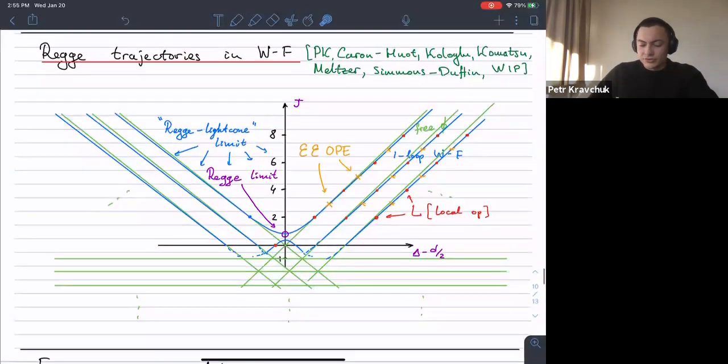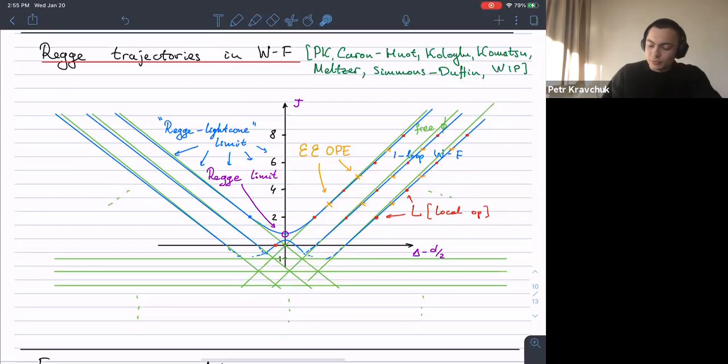More generally, you can ask what is the global picture of these Regge trajectories in something like the Ising model, in Wilson-Fisher. There's some work in progress that we have in this regard. And the picture that you get is roughly the following. First of all, one can show that in these coordinates, where you have spin here and delta minus d over 2 here, there's always a symmetry. It's called shadow symmetry, which relates the two sides. So this picture has to be symmetric.